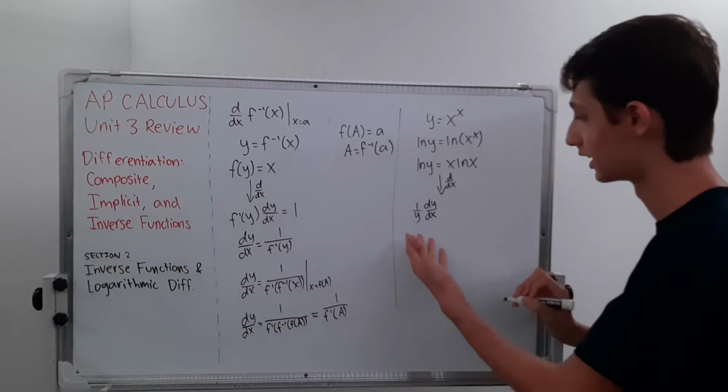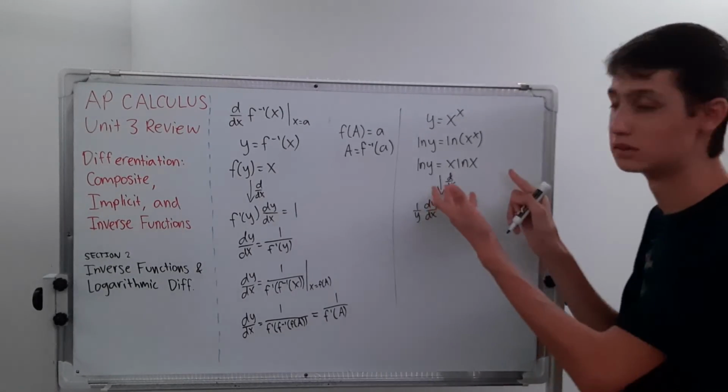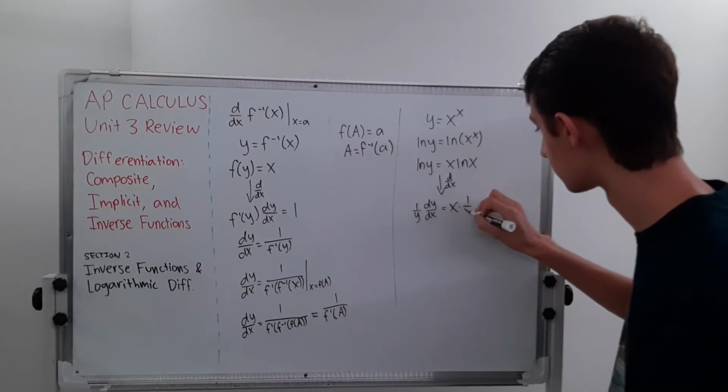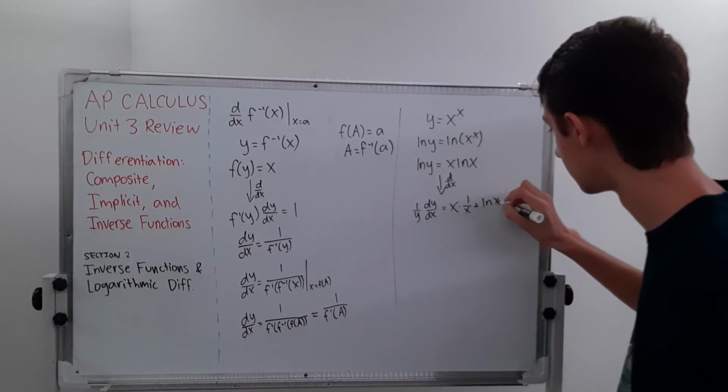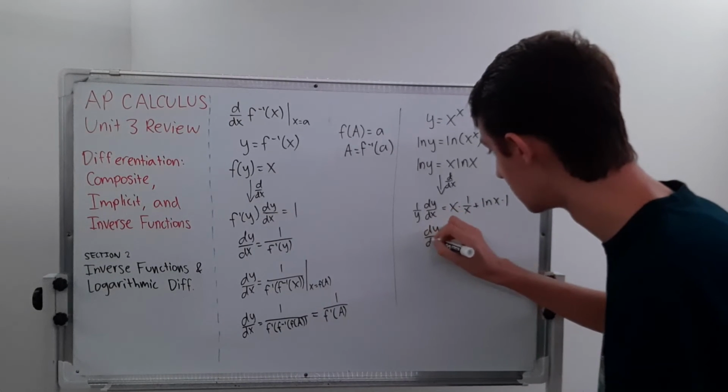Always remember your dy/dx, because we're going to isolate this. And this is equal to, well, we just use the product rule on this side. So we get that this is x times 1 over x plus ln x times 1. That's just the product rule. So we get that dy/dx.